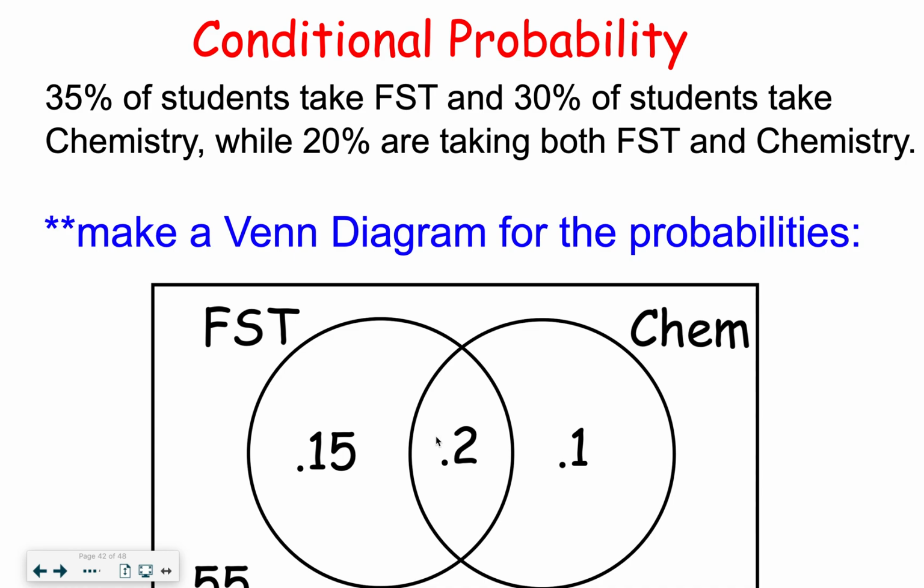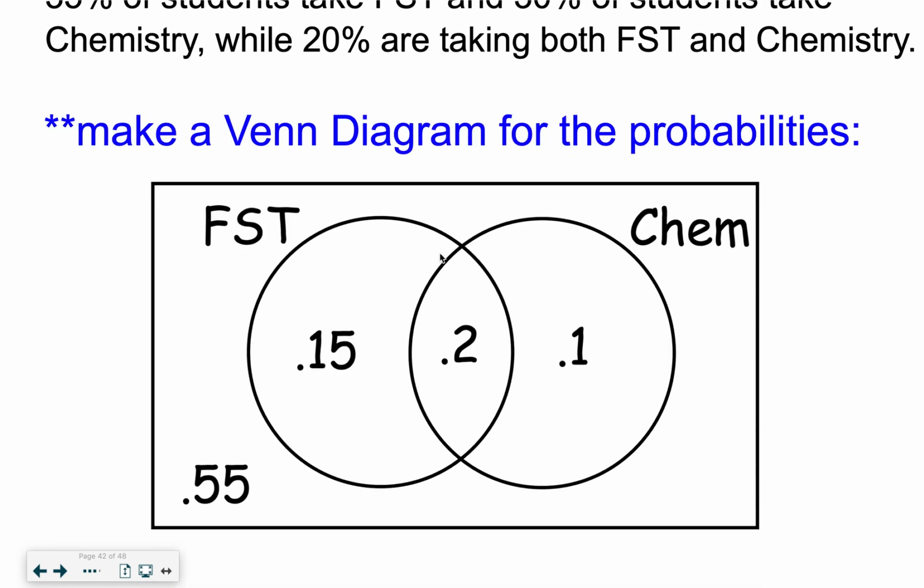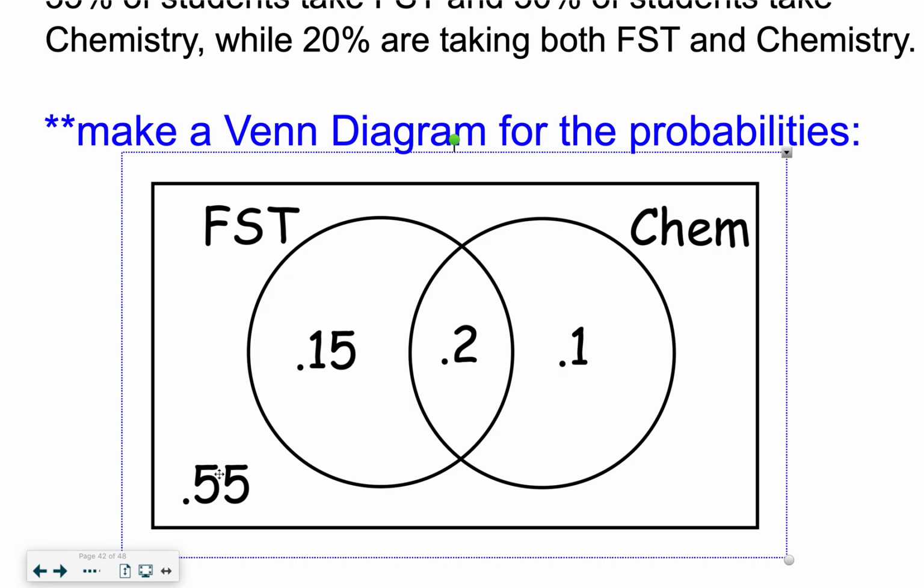So if 20% is already in there, then the outer part of the circle, kind of this moon piece, has to be 15%. Because 15 plus 20 is the total of 35. Same with chemistry. Chemistry is 30%. So since 20 was already in the overlap, I only need 10 more percent out here to make 30% chemistry. And if you add up your circles, 15 plus 20 is 35, plus another 10 is 45. That means the remaining 55% aren't taking chemistry or FST.